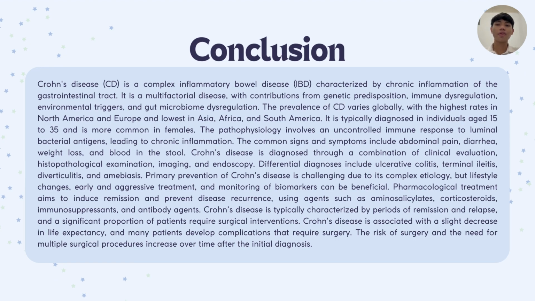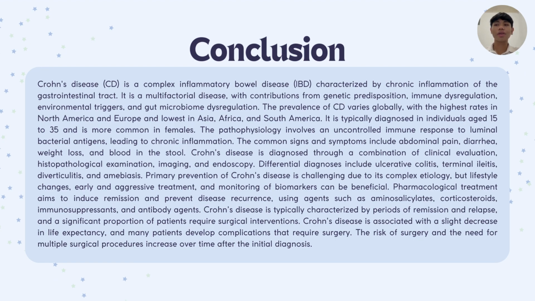The prevalence of CD varies globally with the highest rate in North America and Europe and lowest in Asia, Africa, and South America. It is typically diagnosed in individuals aged from 15 to 35 years old and is more commonly found in females. The pathophysiology involves an uncontrolled immune response to luminal bacterial antigen, leading to chronic inflammation. The common signs and symptoms include abdominal pain, diarrhea, weight loss, and blood in stools.